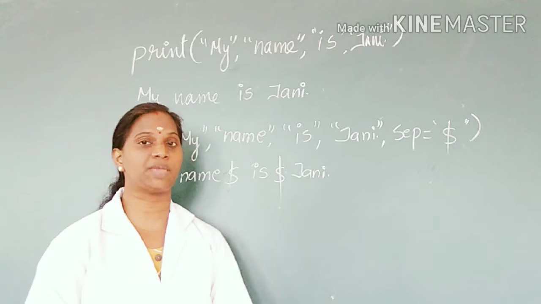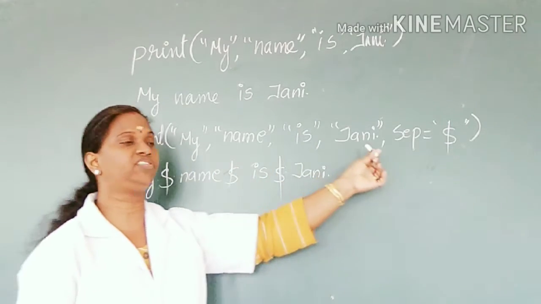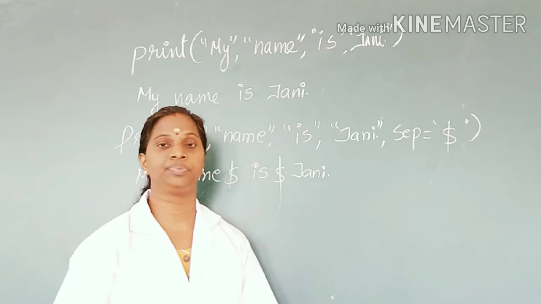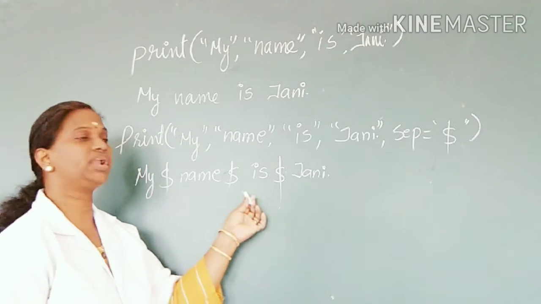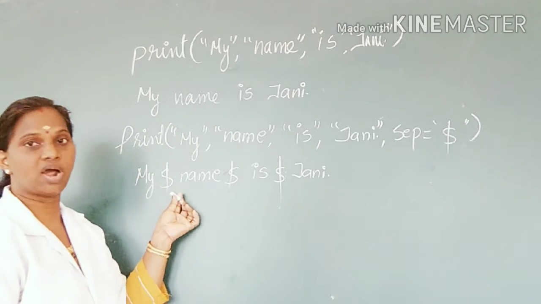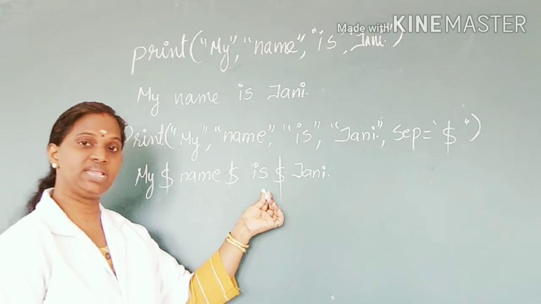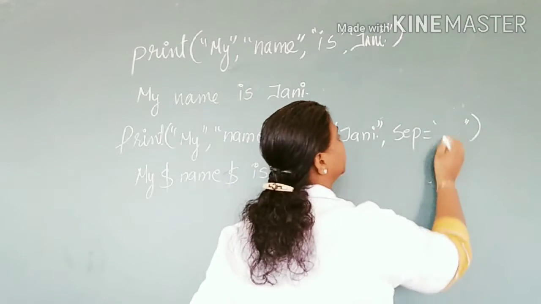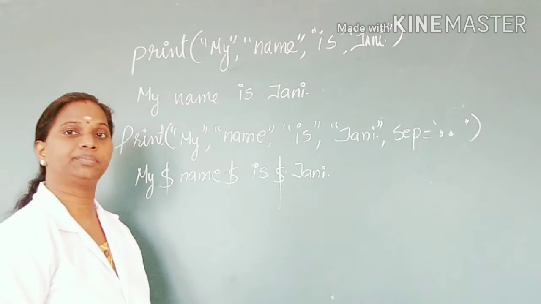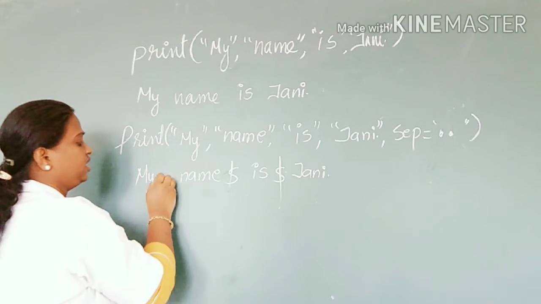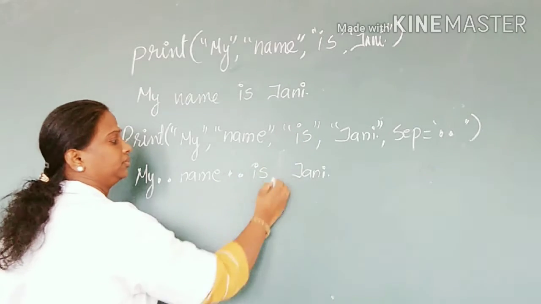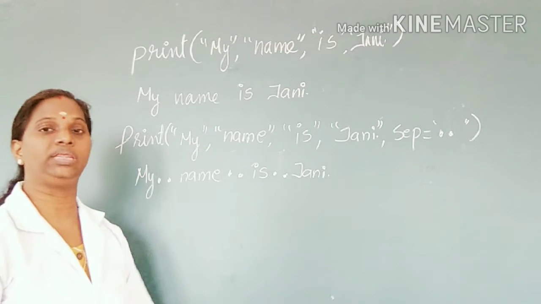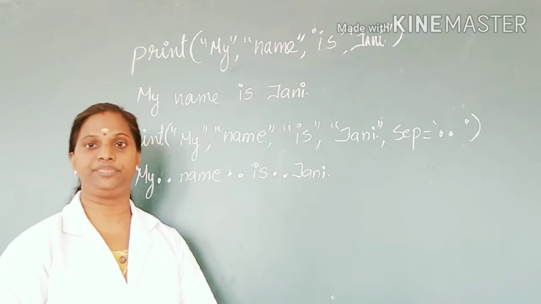See, when you give a sep operator, see the second example: my name is John, then sep equal to dollar. Here I am giving the sep operator as dollar. Then what will happen? Instead of the space, the dollar symbol will be added. So my, then the dollar symbol, name, dollar symbol, is, dollar symbol, John. Then what will happen when you give 2 dots? Here I am giving 2 dots. Instead of this dollar symbol, these 2 dot symbols will be added. So by using this statement, you can give any sep operator in between the objects.